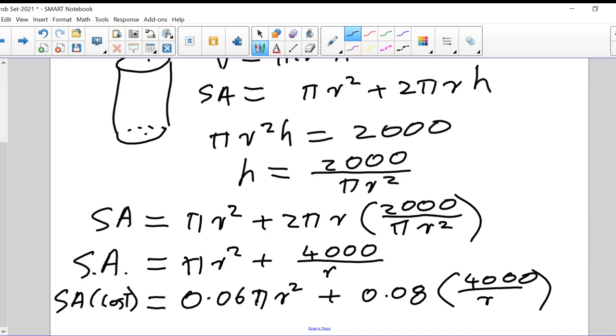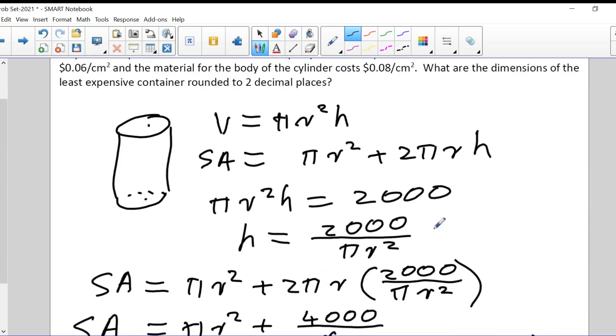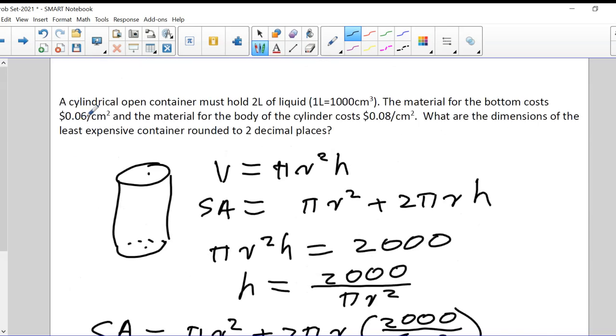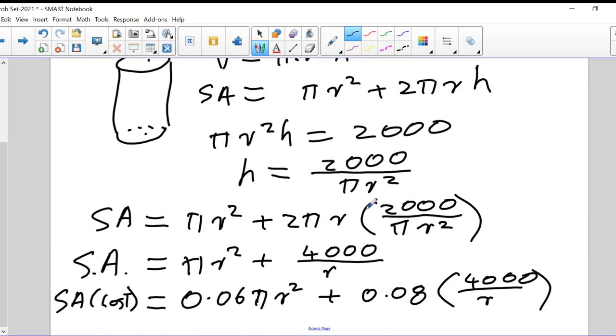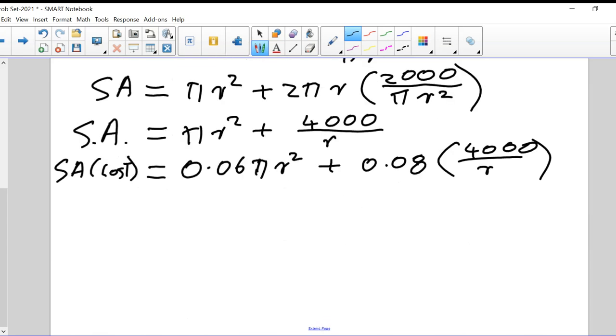Let me just make sure I got them in the right order. I think it was 6 cents and 8 cents. 6 cents was for the bottom, right? So that's the pi r squared part. And the body was 8 cents. Okay, so I think we're good there. All right. So this second part here, we can actually make a little bit easier by taking 0.08 times the 4000. Let's just keep it in simplest form possible.